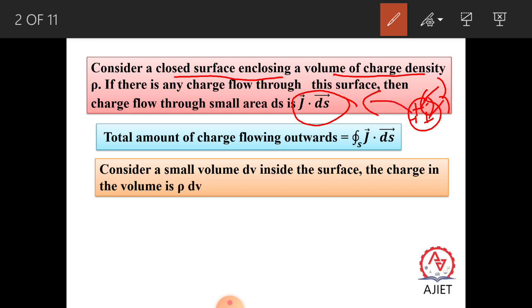Here ds represents the small area under consideration, and what is J? Charges are moving through the small area, and movement of charges always constitutes an electric current. So it is the current through unit area, which is why we consider it as the J vector. So the charge flowing through the small area is J dot ds.